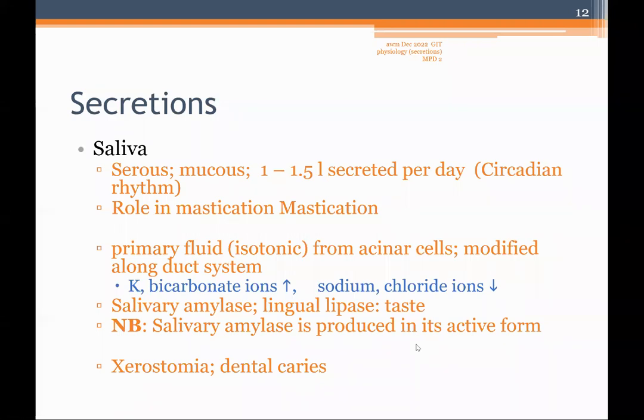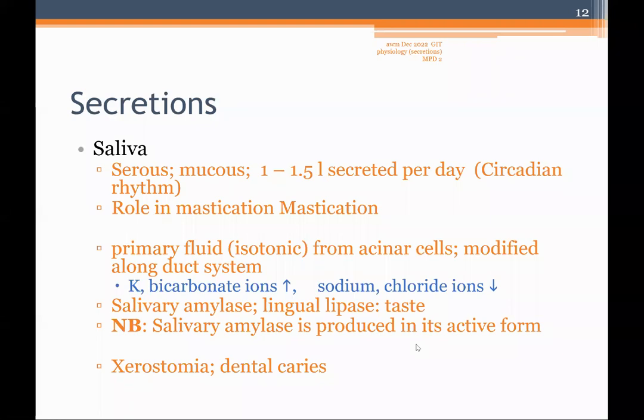Okay. Now, the role of saliva in mastication is what we had said earlier. And what we said is that the more you chew, the more saliva you produce, especially saliva from the parotid gland. And that is what is going to facilitate digestion, which is why it's important for you to be able to chew your food well.